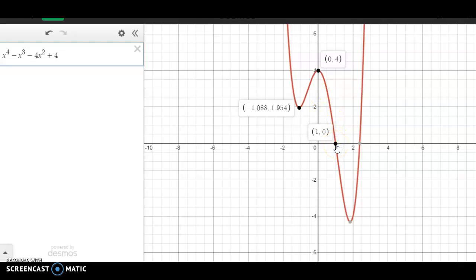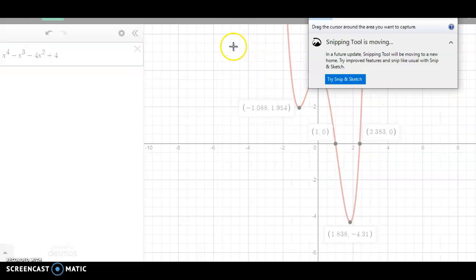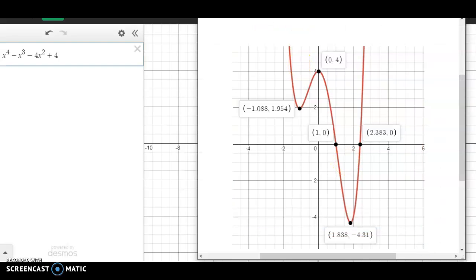Here's an x-intercept at 1, 0, but I'm still decreasing. Then here's another turning point at 1.8, negative 4.3, because I'm going down. When I hit that point, I start going back up. I cross an x-intercept, and then I go up forever. So this is kind of the story of this graph. Let me get a screenshot of it, and I'll put it back in the notes, and I'll post these notes as well.